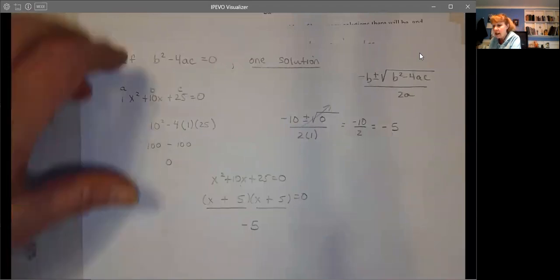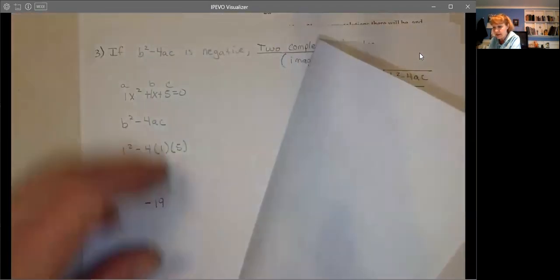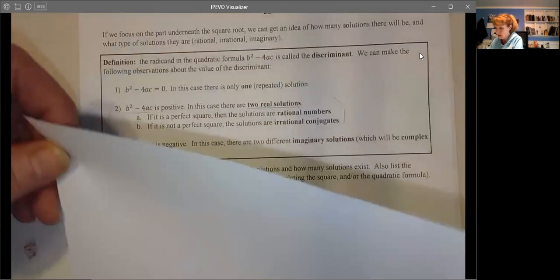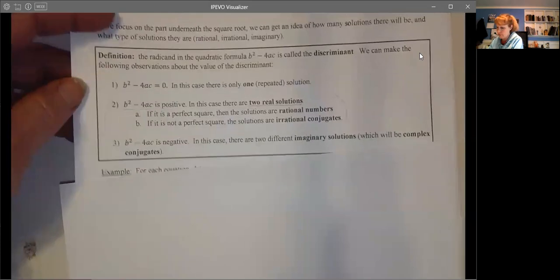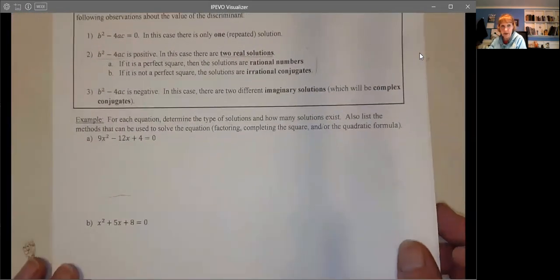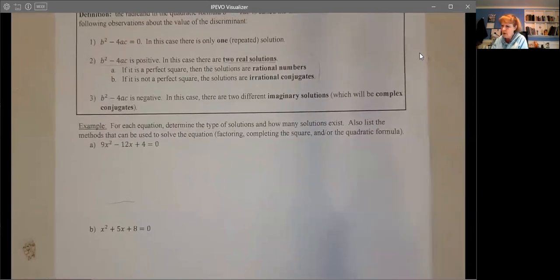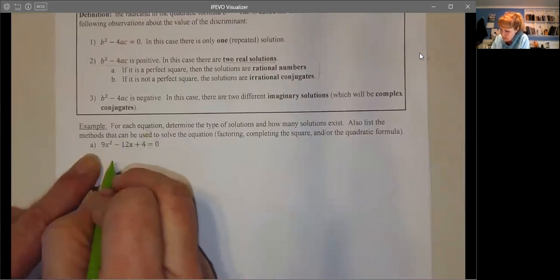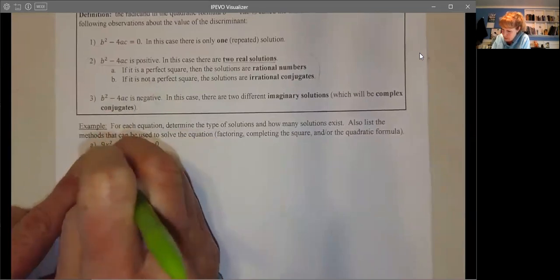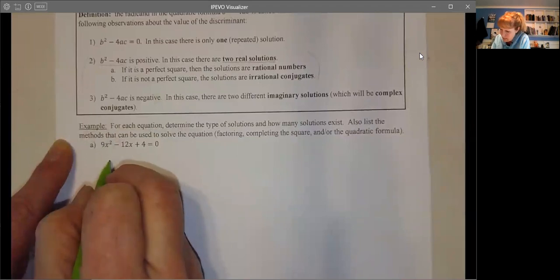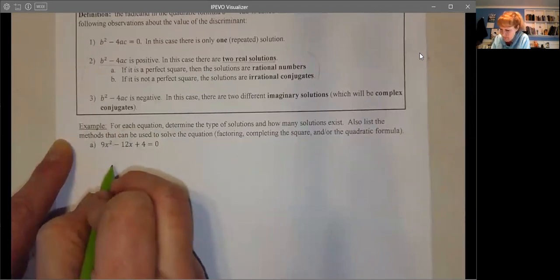Okay? All right. Let's go through 3 more examples of this idea, and then we'll talk about a whole new concept here. Well, it's a review of something we've done earlier. Okay, let's look at our example A here. Let's go through this one. We want to find the discriminant. We're going to determine the types of solutions, and then on the next page, we'll actually find them.